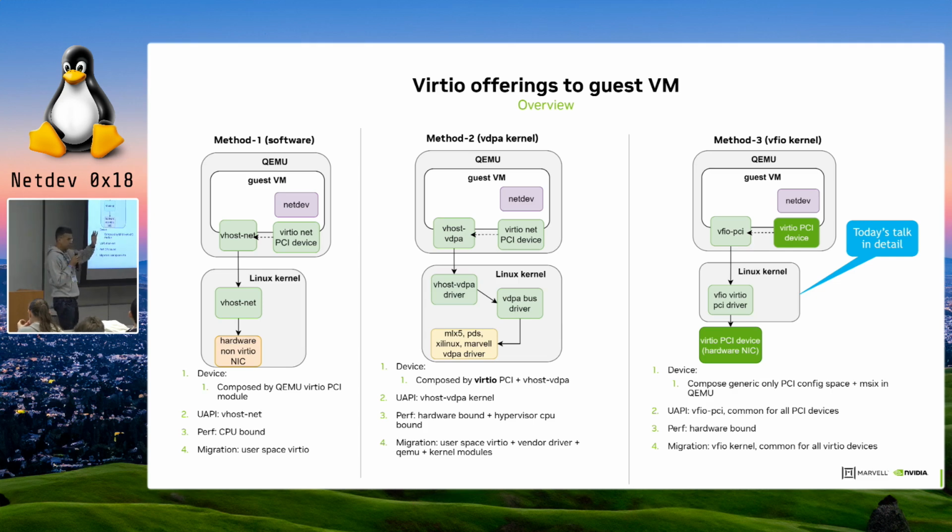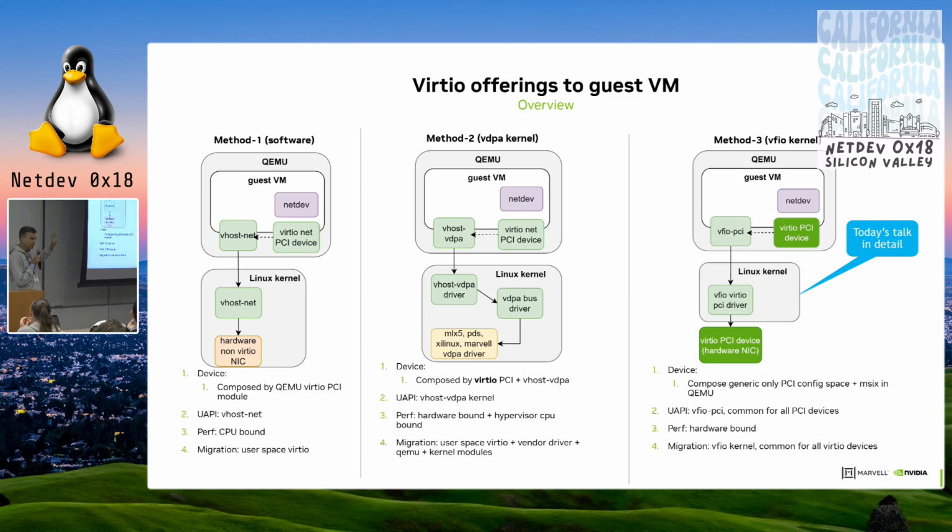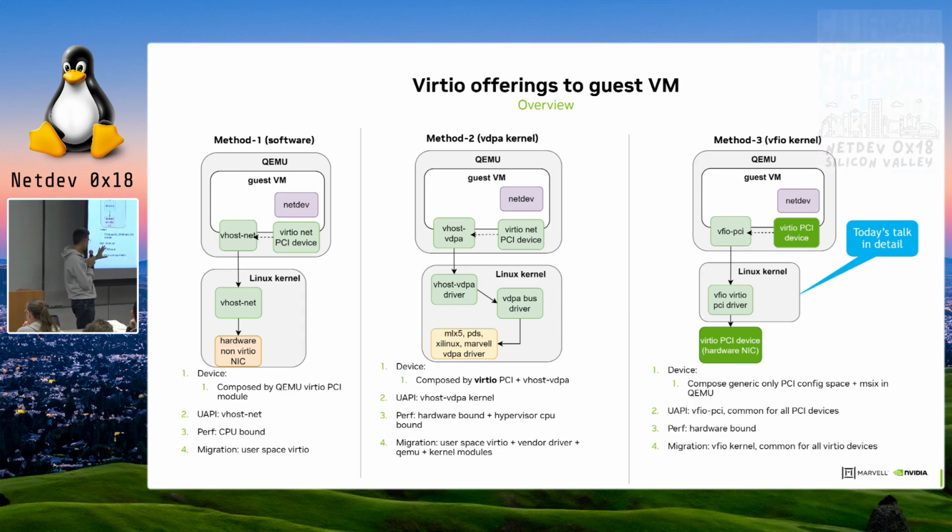Here there is a VDPA device. VDPA is data path acceleration. The V stands for vhost or virtio, I'm not sure. What do we get here? We get better data path performance. The user API is vhost VDPA, and there is some amount of saving on the hypervisor because now all the data path is running in the hardware for transmit and receive. And migration here involves several costs across the user space, vendor driver, QEMU, and kernel modules, which is what we saw in the previous presentation.